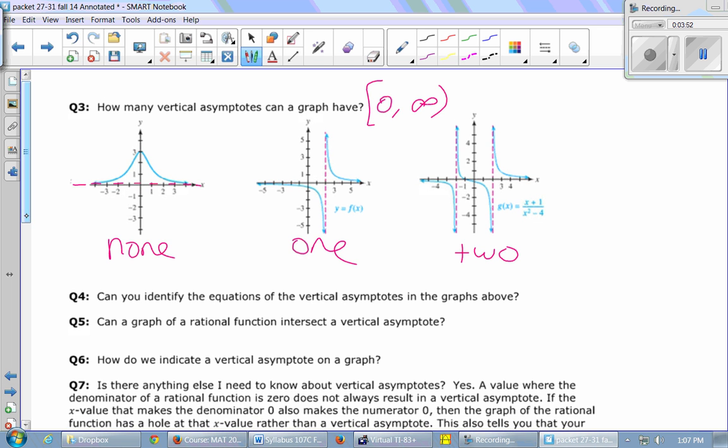All right, let's see if we could identify the equations of the vertical asymptotes in these graphs. This one has none, so I don't have to identify it. But this one here, with the 1, what is the equation of that pink dashed line? X equals 2. Every point on that line has an x coordinate of 2. So x equals 2 is the equation of the asymptote. How about this guy? What's the equation of this leftmost vertical asymptote? X equals negative 2. And this one would be x equals 2.